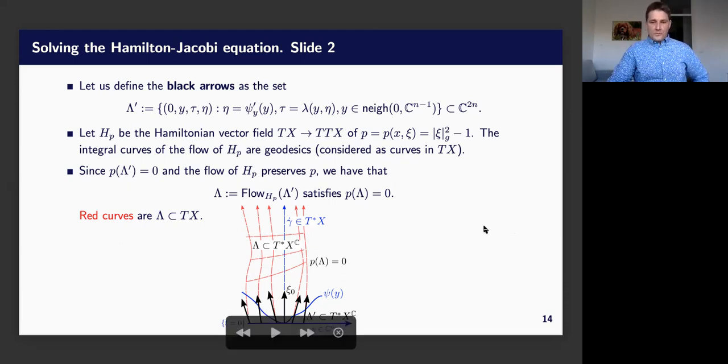So now comes a punchline. So now we have set these black arrows to solve the p is 0 equation. And now the Hamiltonian flow actually preserves p. That means that if we set lambda to be the set which is achieved by flowing out lambda prime, flowing out the black arrows, this set actually satisfies that p of that is 0. So p on lambda is 0. And these curves which are gained by flowing out by the Hamiltonian flow are these red curves here.